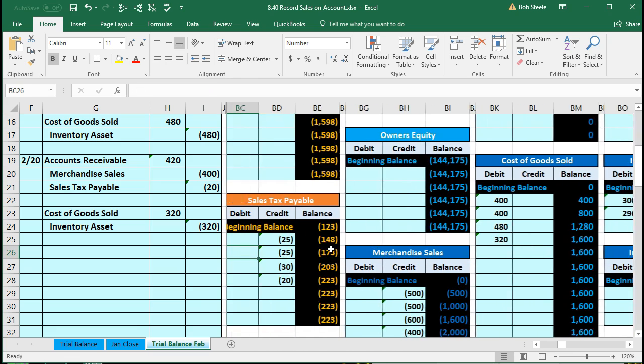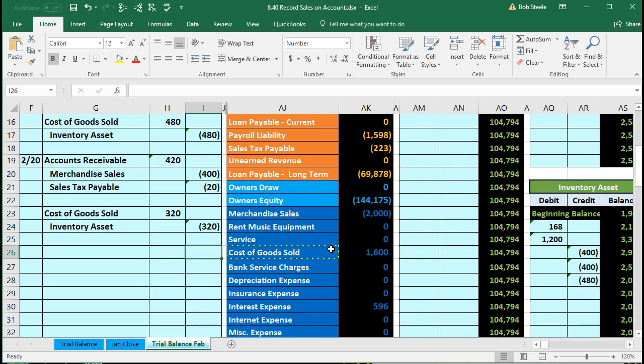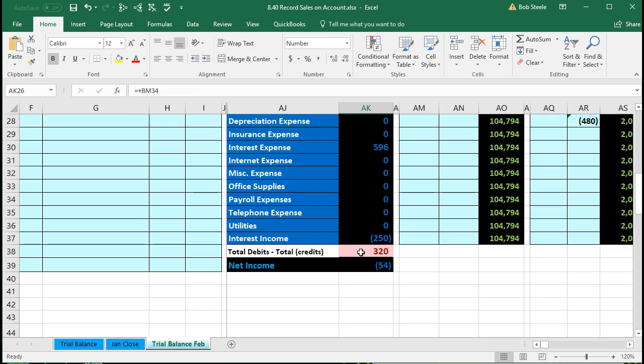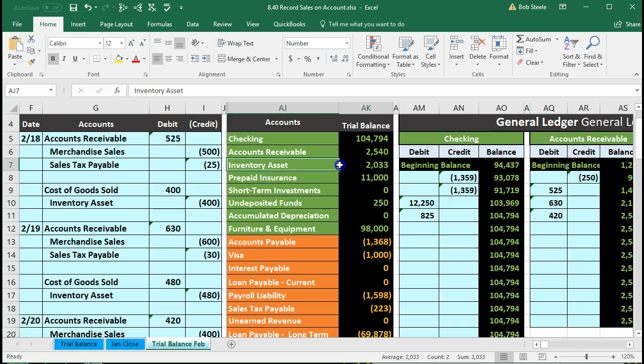Scrolling back to the trial balance, we should see that same 1,600 on it right there. That brings down net income out of balance by 320. Net income, currently still income, of $54 for the second month. We then have the inventory. There's the inventory. Third account on the trial balance, therefore third account on the general ledger.